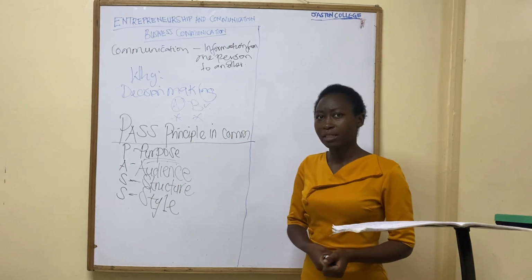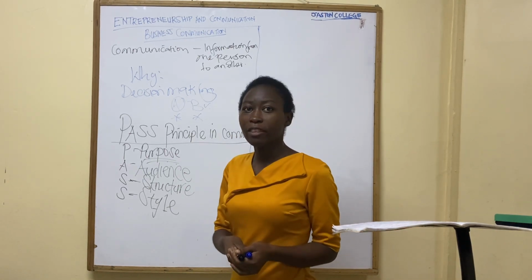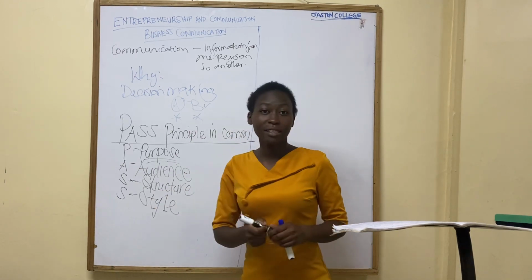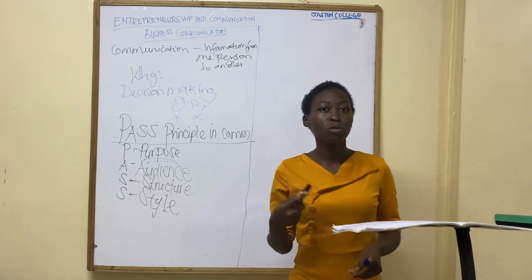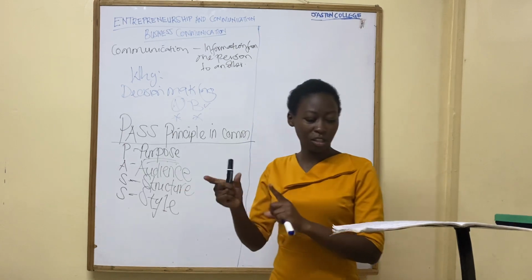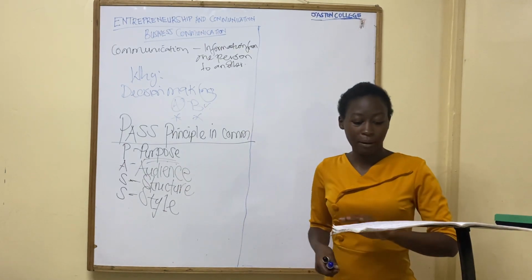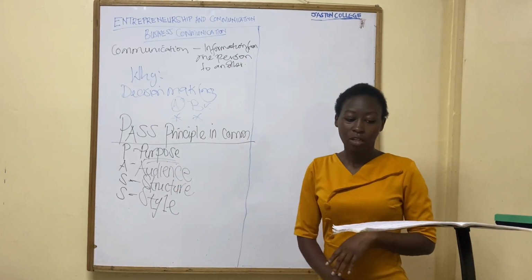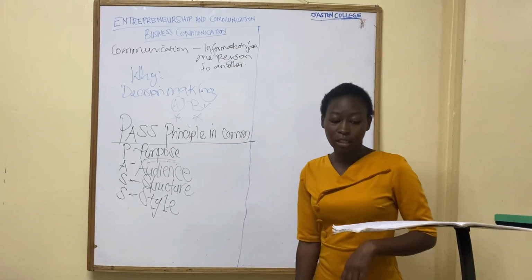Maybe a customer has come to buy your product, but now the customer realized that the product he or she bought is not of good quality, of high quality. So there'll be some issues among you. So you need to use the purpose from the PAST principle to communicate that. So the purpose helps to solve conflicts.